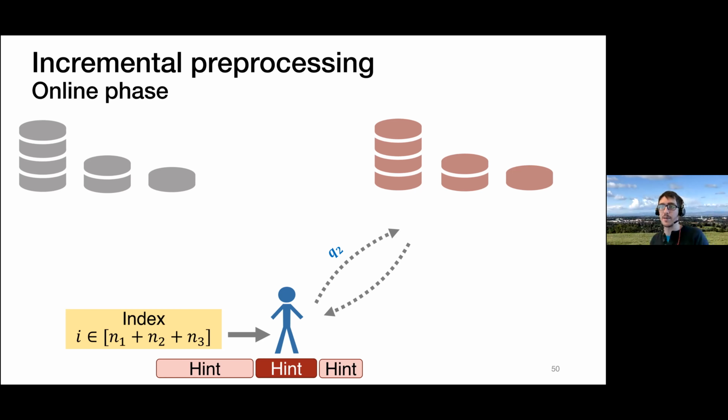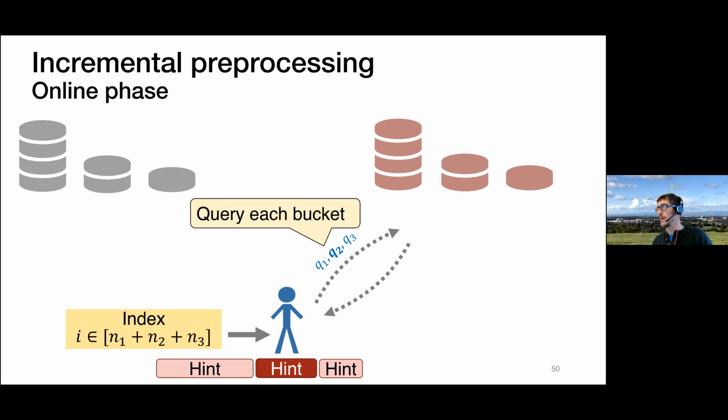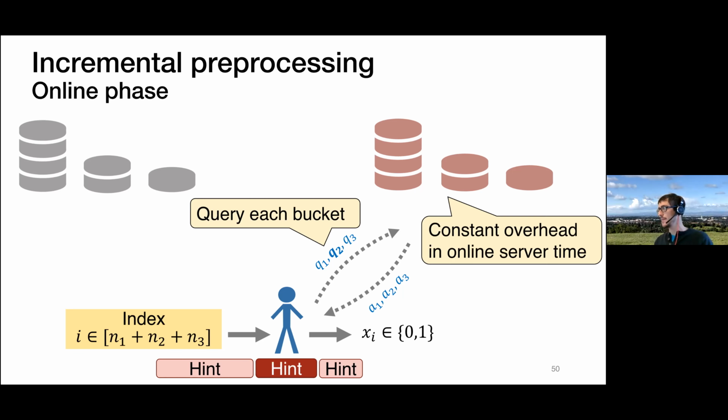However, to avoid leaking the bucket to which the record belongs, which of course would break privacy, the client also sends dummy queries for the remaining buckets, the server processes all queries, and the client just recovers the correct value from the right answer. You could think this also results in a logarithmic blow-up, but because the size of the buckets is decreasing, if you do the sum, you only get a constant overhead in server time. So that's a simple way to reduce the pre-processing time, even if you have updates.